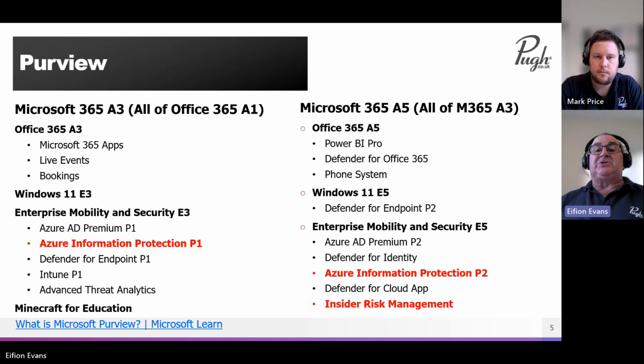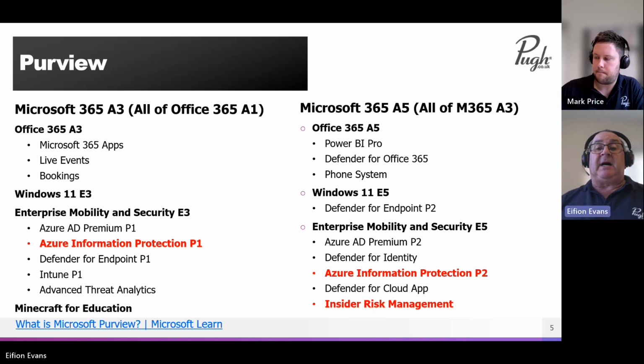A5 then includes Azure Information Protection P2. This allows you to automate the tagging of your documents, sensitivity labels really, so they're automatically put onto documents based on things like keywords, word patterns, or document templates. It also includes e-discovery functionalities to search your email, documents, and files and devices for legal and audit purposes.